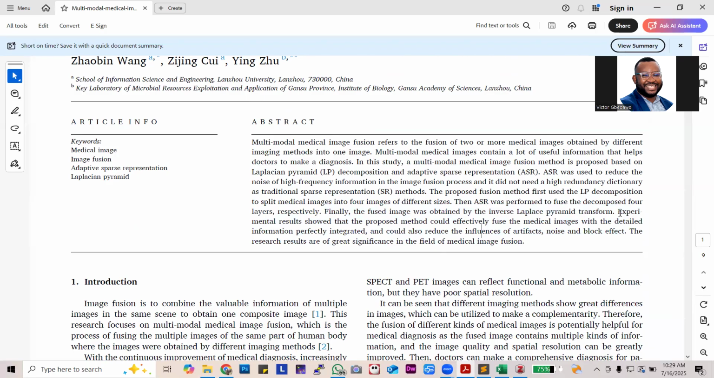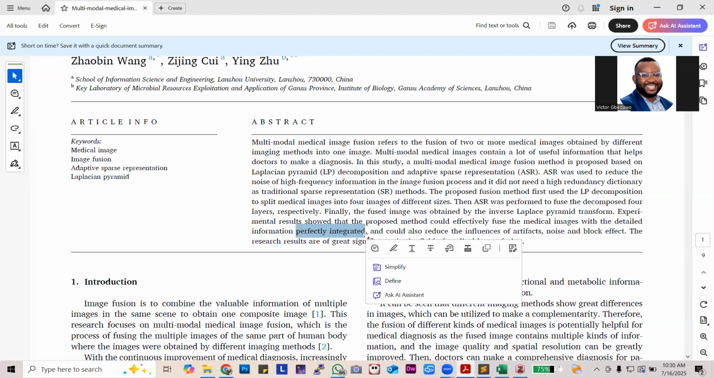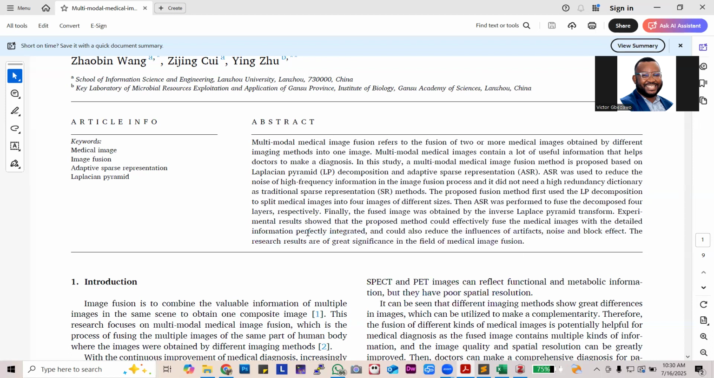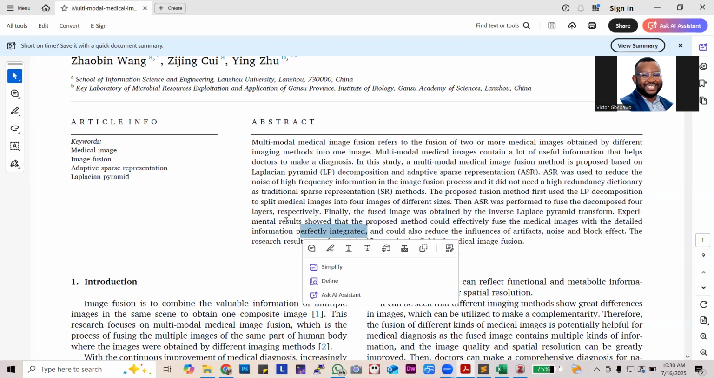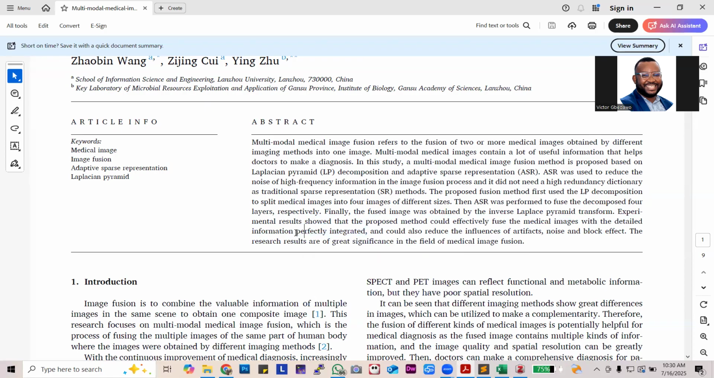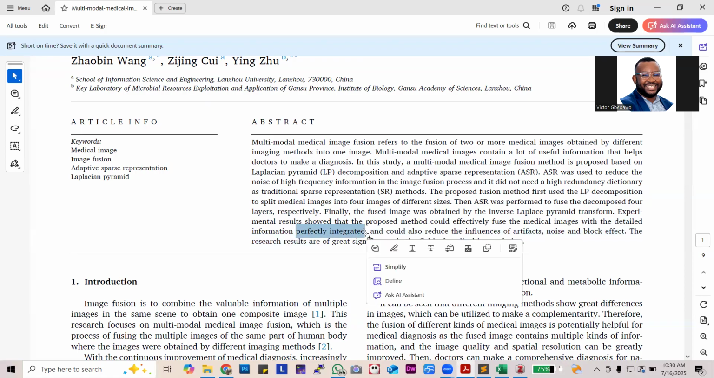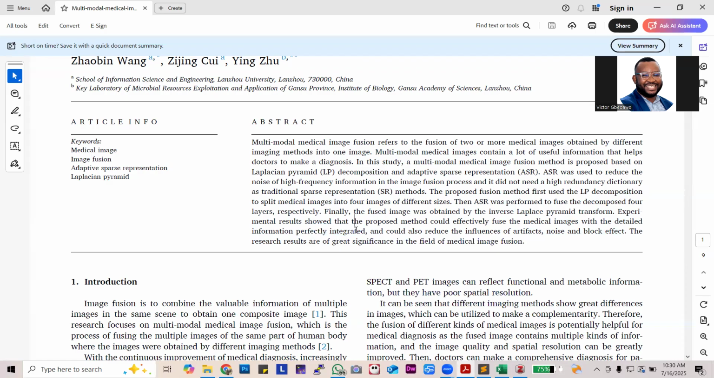They just wrote the experimental results showed that the proposed method could effectively fuse. Yes, but they did not bring by what margin. They didn't bring any values. It's important, relevant that you bring some values. Assuming you have used a machine learning algorithm to do something, you should be able to say that it was able to do the work per a certain percentage, per a precision amount of this, per an accuracy amount of this. Get it, but they did not.